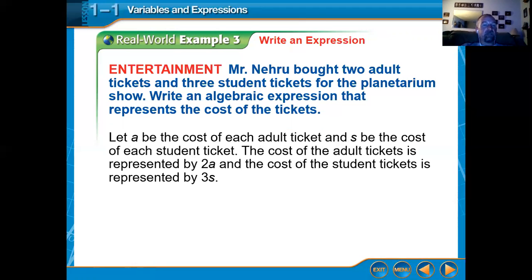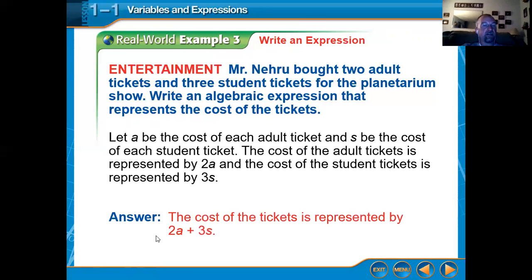You could use A and B, or the traditional X and Y, but if you use X and Y, well, does X mean adult or does X mean student? We don't necessarily know. If you use A for adult and S for student, there's no question. So 2 adult tickets would be 2A, and 3 student tickets is 3S, and his total cost is going to be those two prices added together, 2A plus 3S.